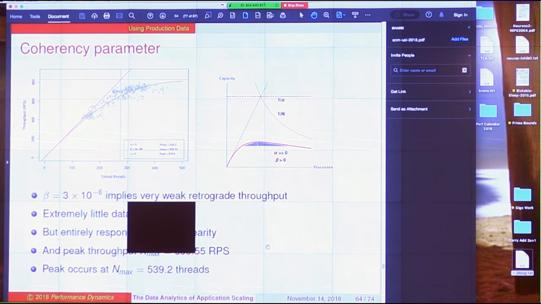So you can have alpha 0, no contention, but you can have beta non-zero. This is a coherency parameter, so there's some kind of data exchange going on between these threads, apparently. But it's a pretty small number. It's just enough to make the thing start to curve away from linear. But 10 to the minus 6 is a very, very small number. So there's really very little data exchange, but some kind of data exchange. And from that I can calculate the peaks and so on and so forth. So this looks quite good.